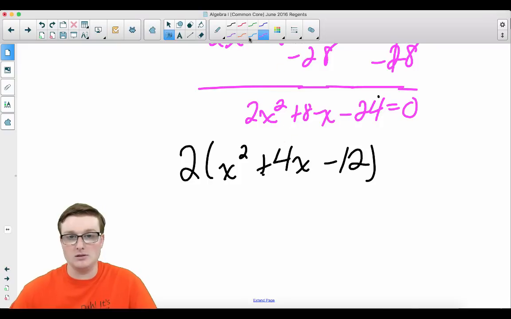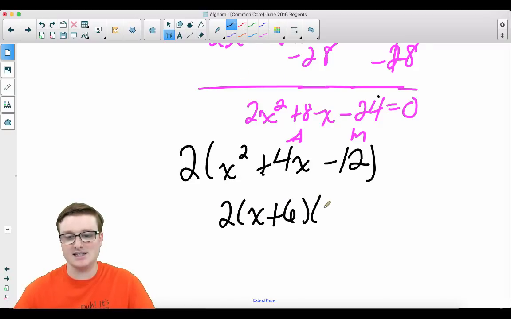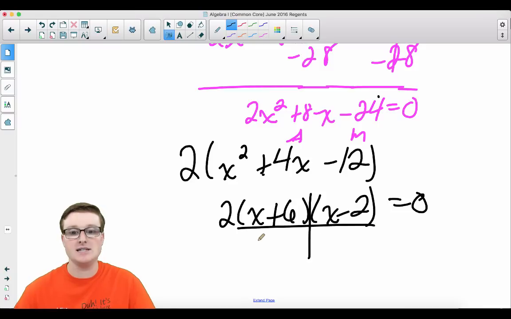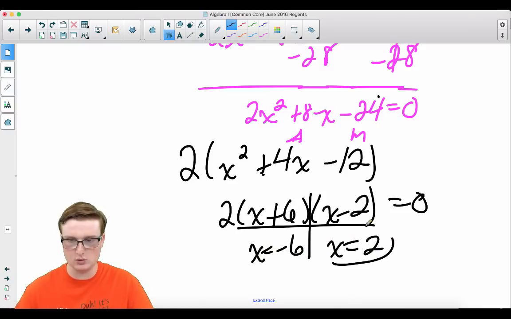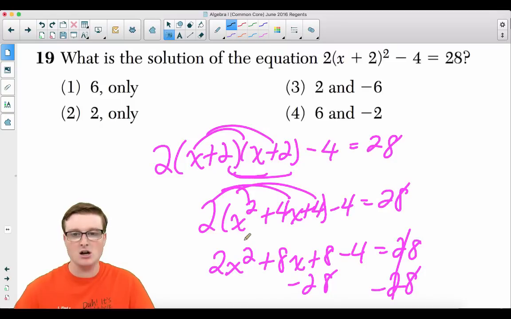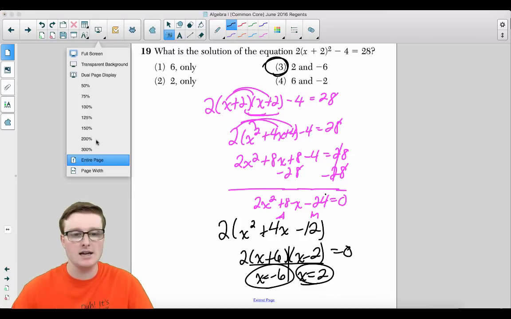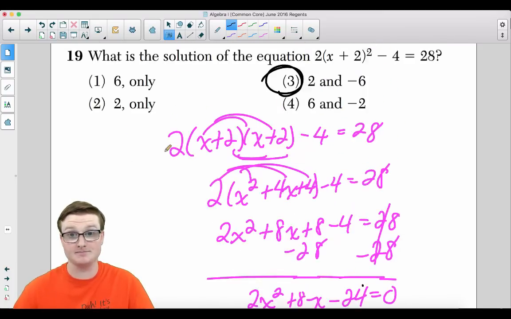All right, now what adds to 4 and multiplies to give you negative 12? That gives you (x + 6)(x - 2), because 6 times negative 2 is negative 12, and 6 plus negative 2 is positive 4. That equals 0. Using the T-bar, you get x equals negative 6, and x equals positive 2. So those, ladies and gentlemen, are your solutions to the equation. Your answer for this one is going to be choice 3.